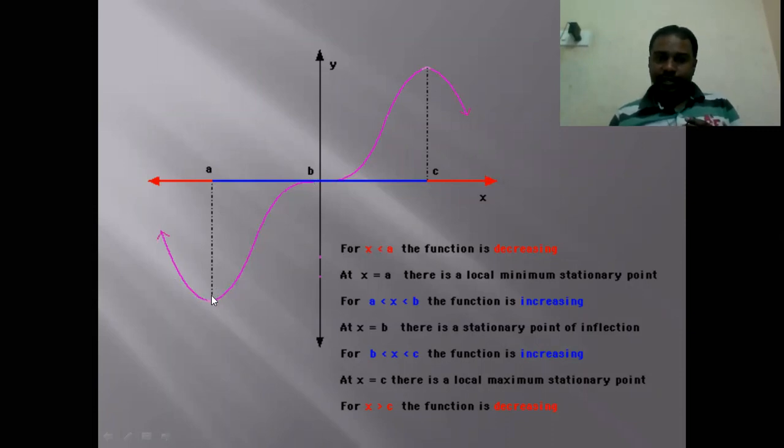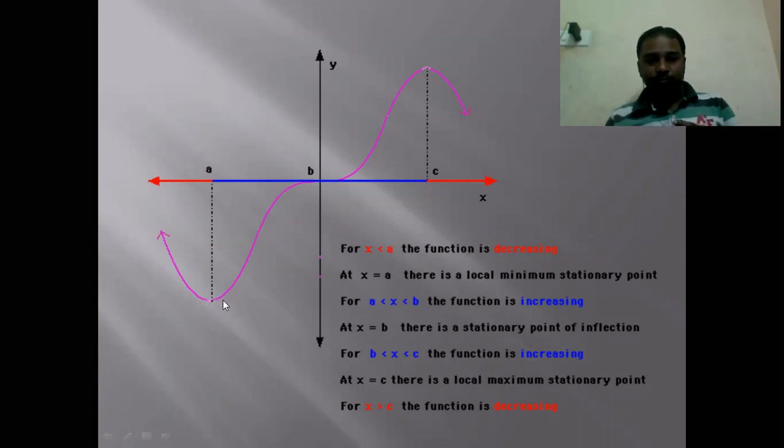For x less than a, the function is decreasing. At x equal to a, it is called a local minimum at that particular stationary point. It is only a minimum, and beyond that there is no other point. That's what we call a local minimum. I'll give one more picture about this local minimum. It is one of the minima at that particular stationary point.